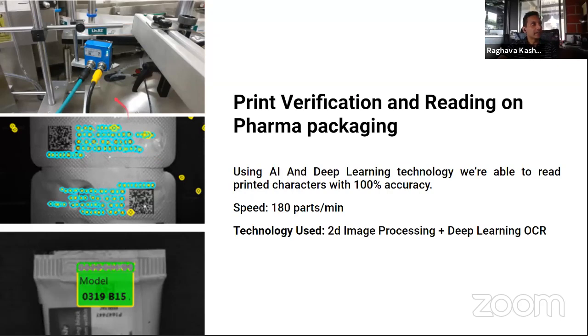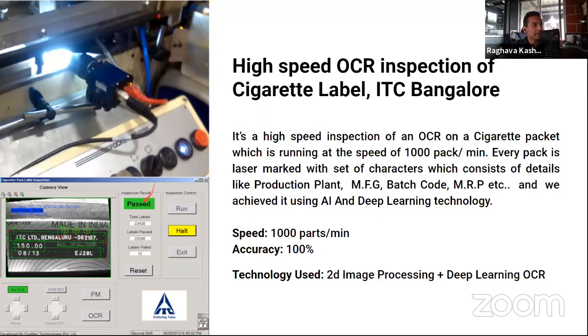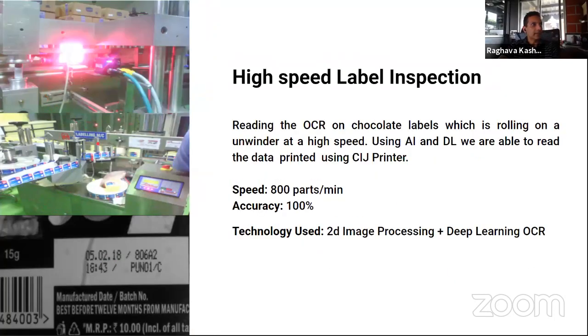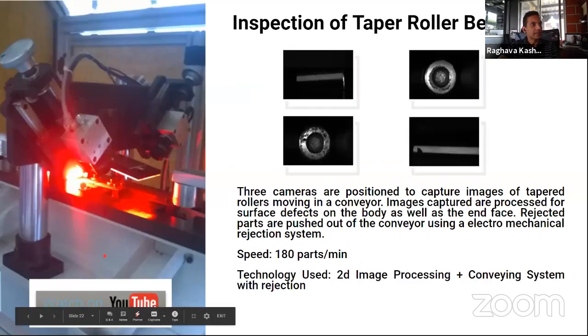In this particular case, we've deployed something in a lot of the FMCG as well as pharma sectors, which run at 180 parts per minute and much higher as well. Here's another example of a printing inspection. This is for cigarette packs and high-speed labeling. So there are different kinds of print, like dot matrix print. So any kind of print which is printed on labels.